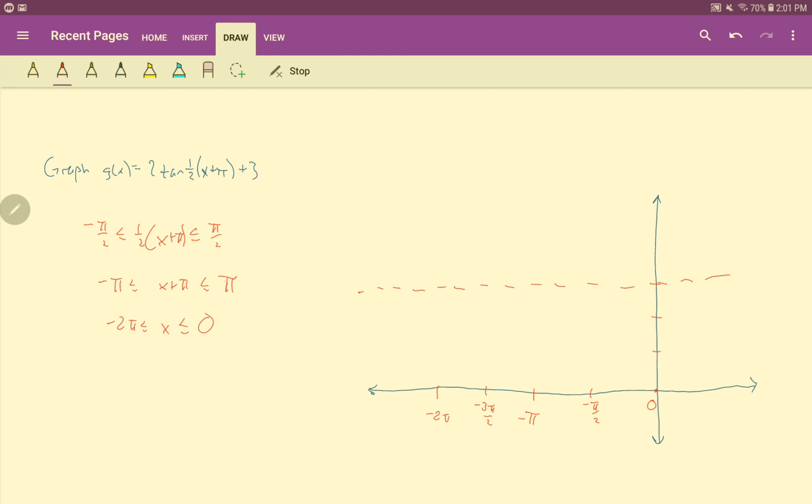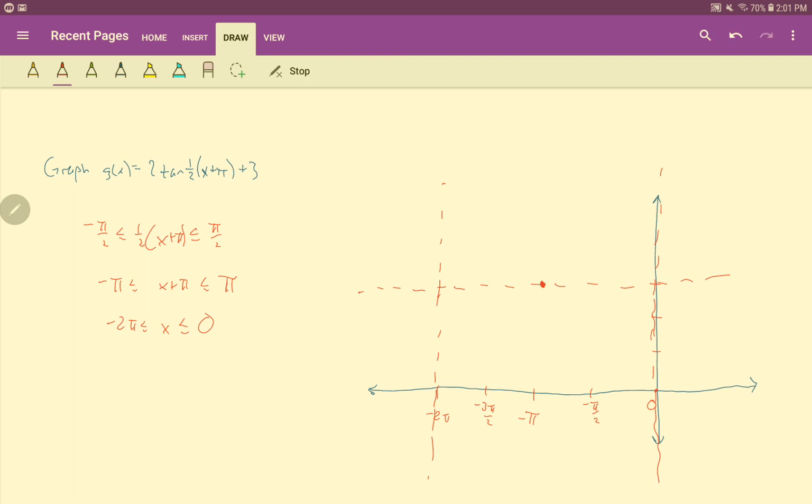Okay, negative 2 pi is our starting point, so that's going to have an asymptote. 0 is our ending point for our first full wave, so that is also going to have an asymptote. Okay, let's start with that negative pi in the center there. Negative pi plus pi is 0. 1/2 times 0 is 0. Tangent of 0 is 0, times 2 is still 0, plus 3 is 3. So at negative pi, we get 3.